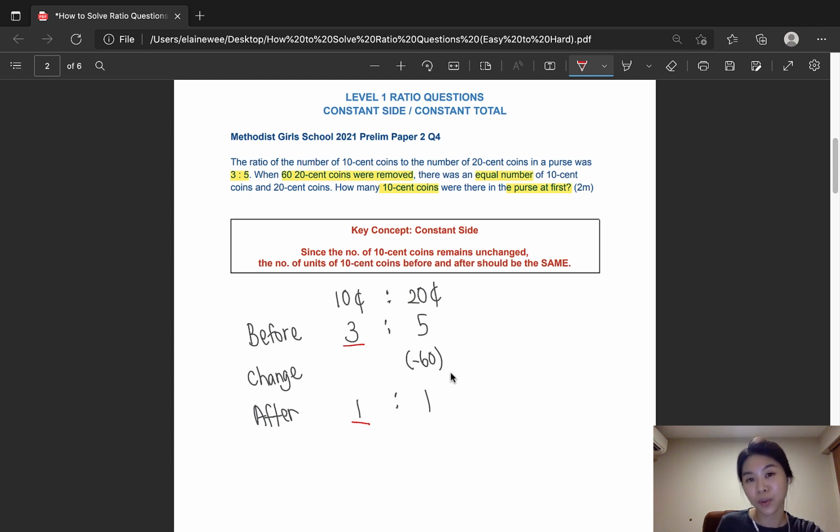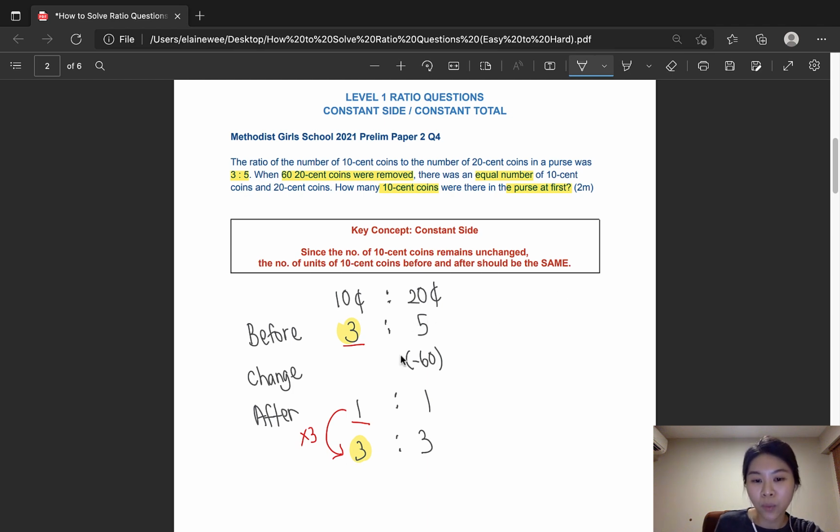So what we should do is to manipulate the ratio again to make this side the same. Therefore, constant side. So 1 can easily become 3 simply by multiplying by 3. So the new ratio for the after situation would be 3 to 3. Now that we have made the units the same for the 10-cent coins, it now makes sense. So going back to the question, how many 10-cent coins were there in the purse at first?